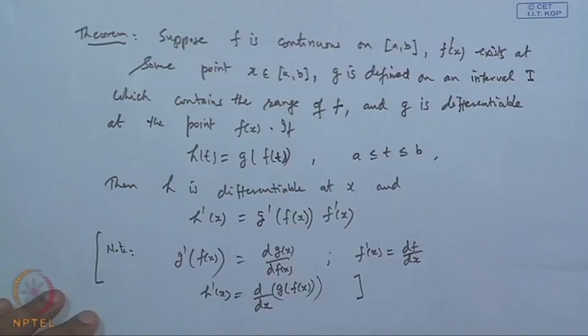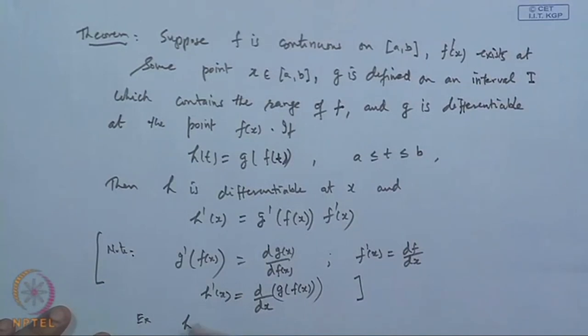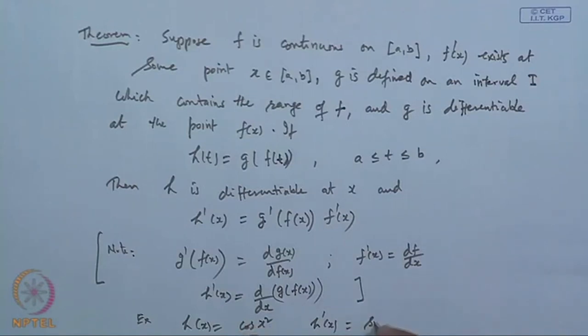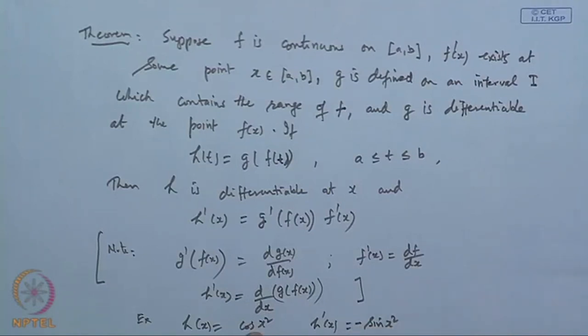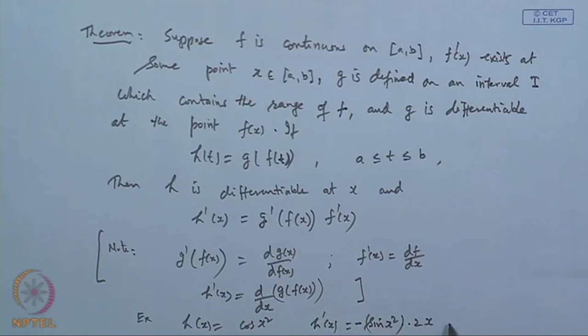Suppose for example, I say the function h of x equals cosine of x square. Then f of x is x square, and g is the cosine function. So when you differentiate this h with respect to x, you treat x square as t, a function of t, and the derivative of cos is minus sine, so minus sine of x square, and then x square is differentiated with respect to x, which gives 2x. So that is the composition.